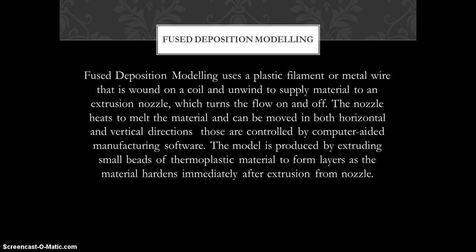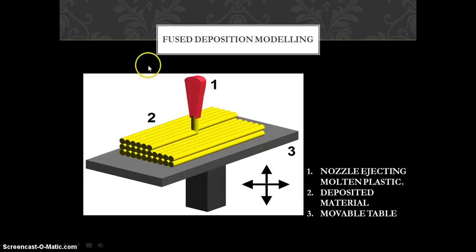The most commonly used one is fused deposition modeling, in which a plastic filament or a metal wire that is wound on a coil is unwound to supply an extrusion nozzle, which turns the flow on and off. The nozzle heats to melt the material, and it can be moved in both horizontal and vertical directions. It creates the material according to the digital image created by computer-aided design. And this is the fused deposition modeling technique.